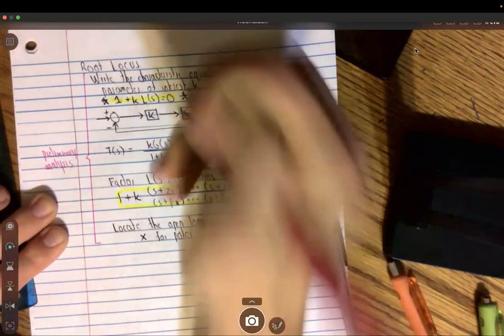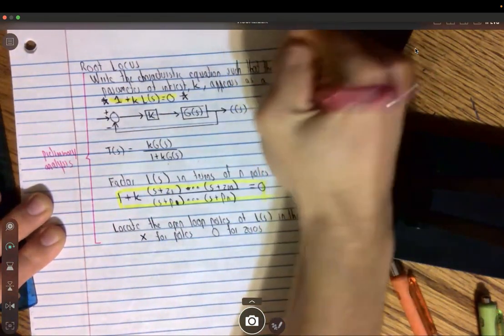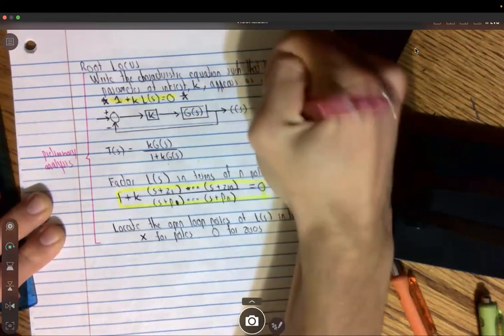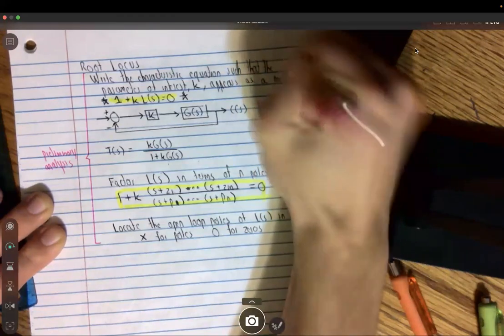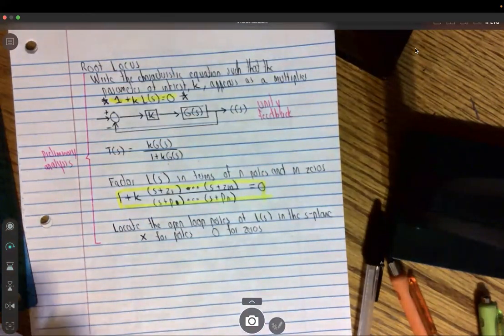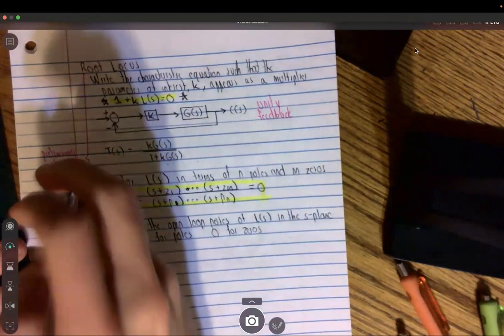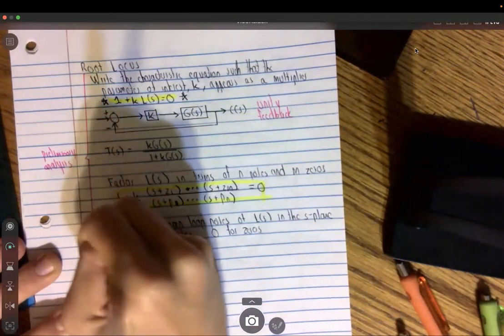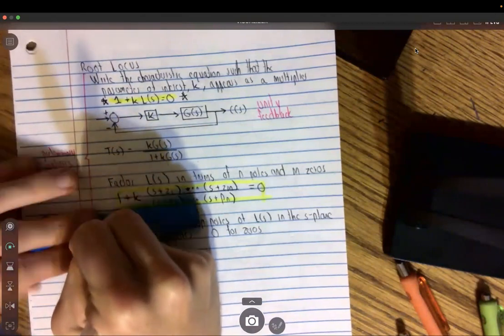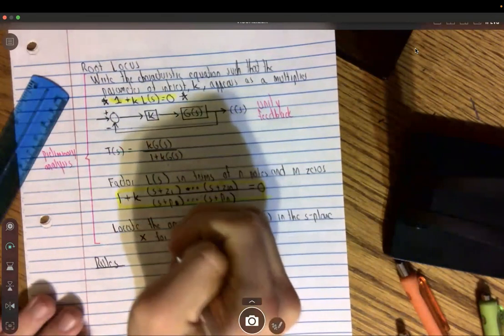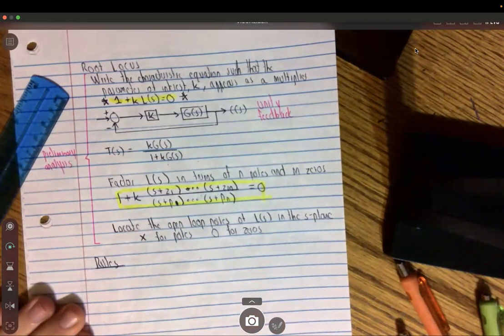You want to make sure that you get that unity feedback. And then after you get the unity feedback system, you make sure you write it in terms of this characteristic equation. You substitute in your zeros over your poles. Now we follow the rules of the root locus. So the rules are very defined, and we're going to go one by one.